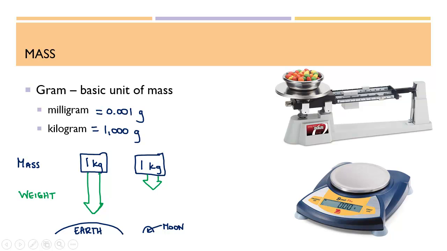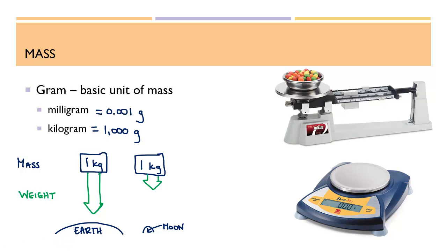And if you were on a planet that was even more massive than the Earth, you would have a weight that was even higher than you would if you were on the Earth. So mass stays the same and weight changes depending on the gravitational pull of the environment.